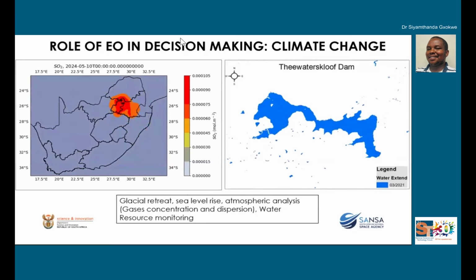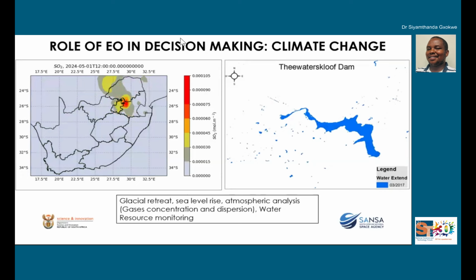And the other data we use: we can use Earth observation to monitor water resources. For example, this is a product that we have in-house that is monitoring the dam levels and the changes in the water extent within our surface water resources in the country. So if you are looking at the image, it shows that there has been a pattern of changes from 2018 to 2021, which corresponds to the drought conditions that were experienced, particularly in the Western Cape between 2016 and 2021.